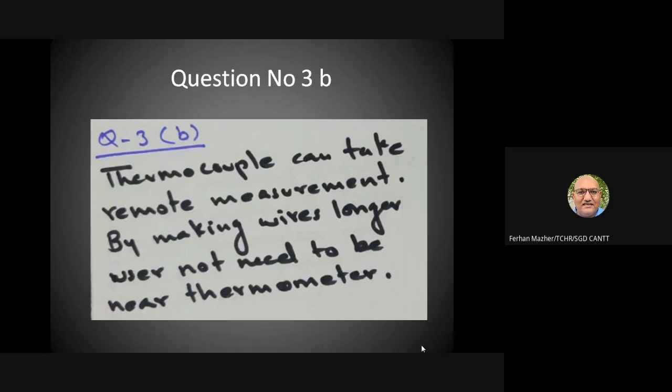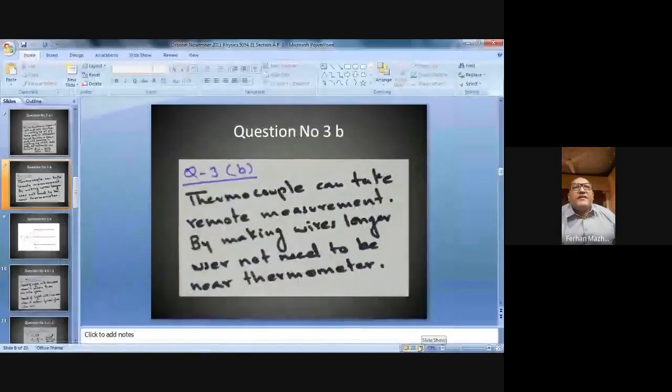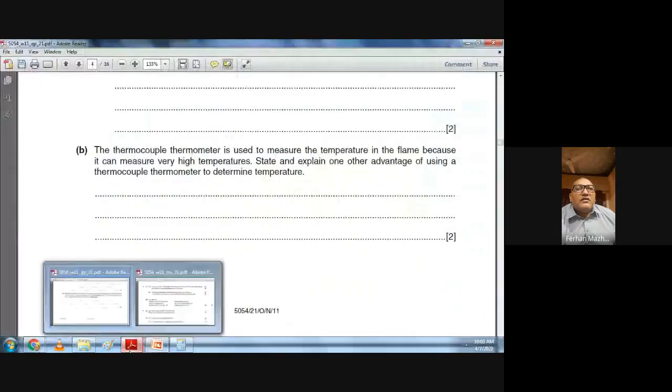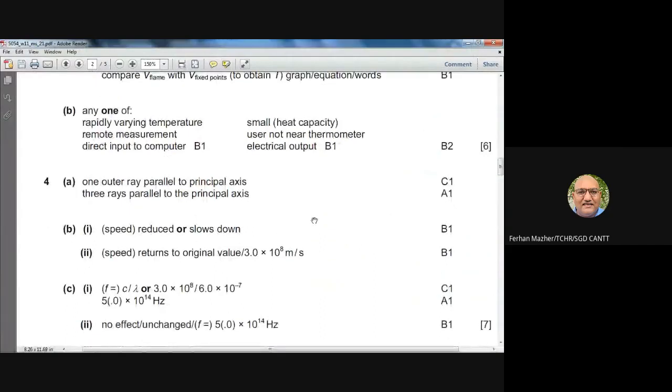And let me show you one very important thing, the marking scheme. Question number 3, B part is showing as the marking scheme on your screen. Any one of, for example, rapidly varying temperature, so small heat capacity. It says remote: I can take remote measurement. Remote measurement means that the user is not near the thermometer. And you can also give direct input to the computer. Because it has electric output, the voltage is the electric output, you can feed it to the computer through a data logger, and the computer, by using appropriate software, can draw a graph of the temperature and the time. So these are the advantages of the thermocouple thermometer.